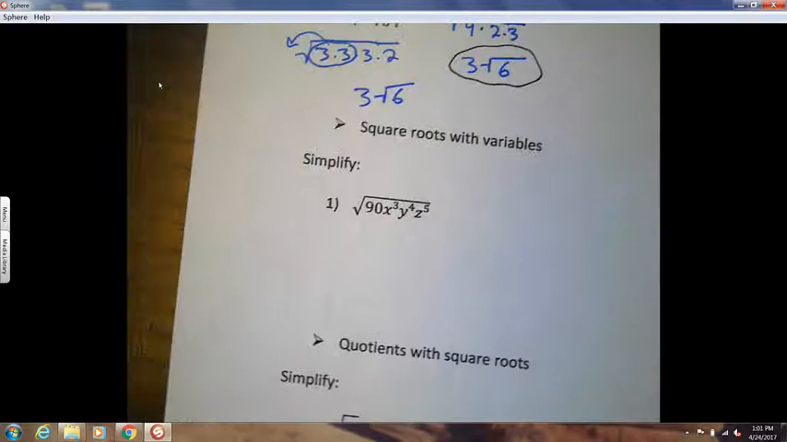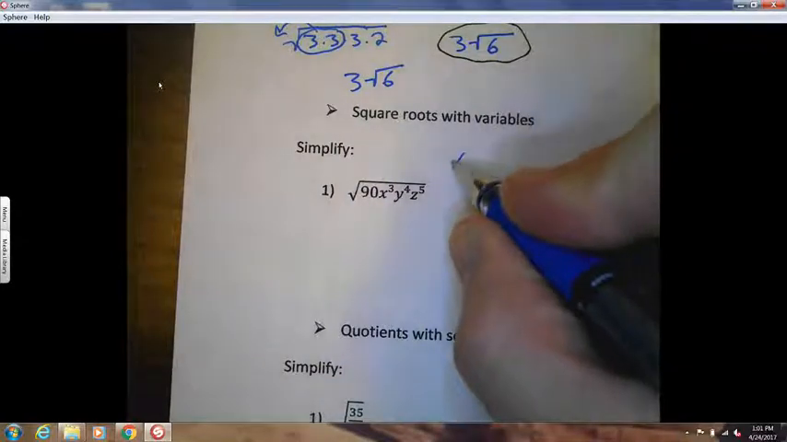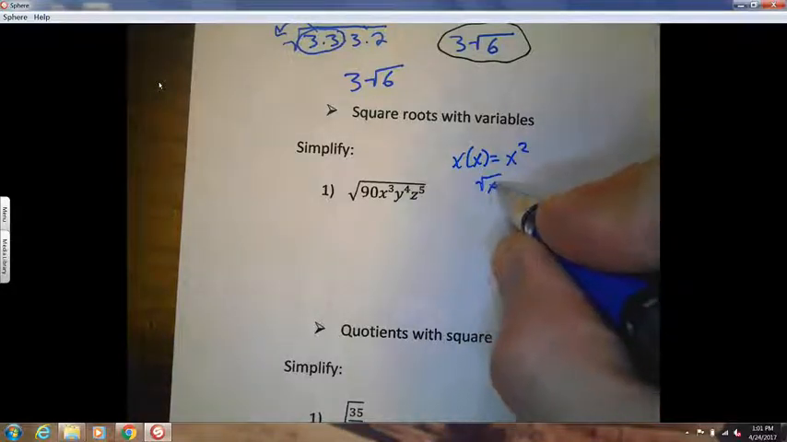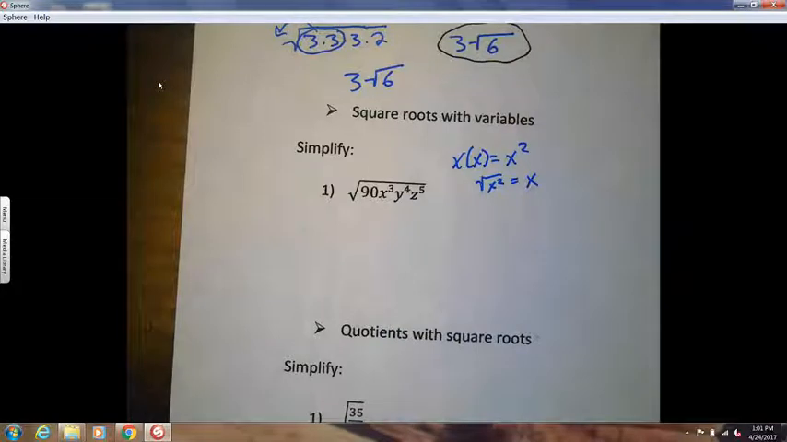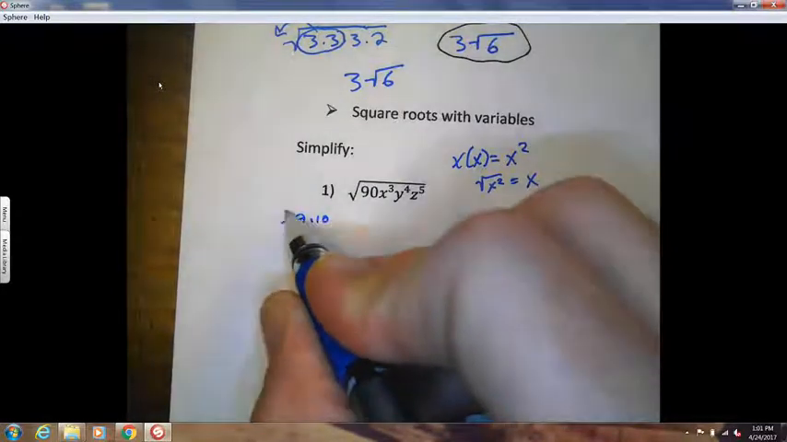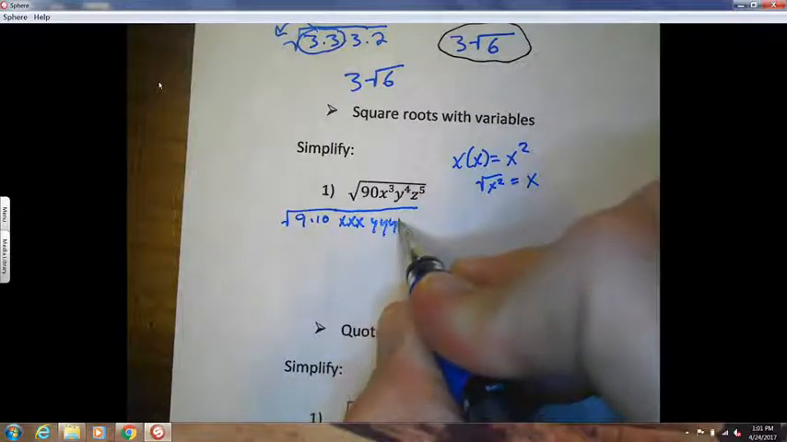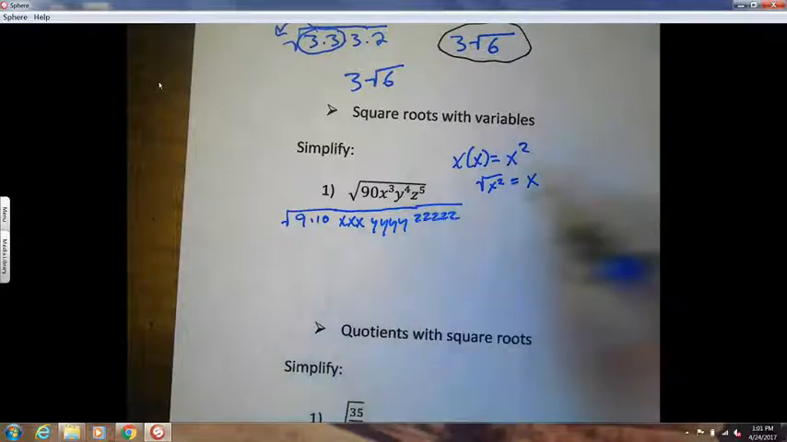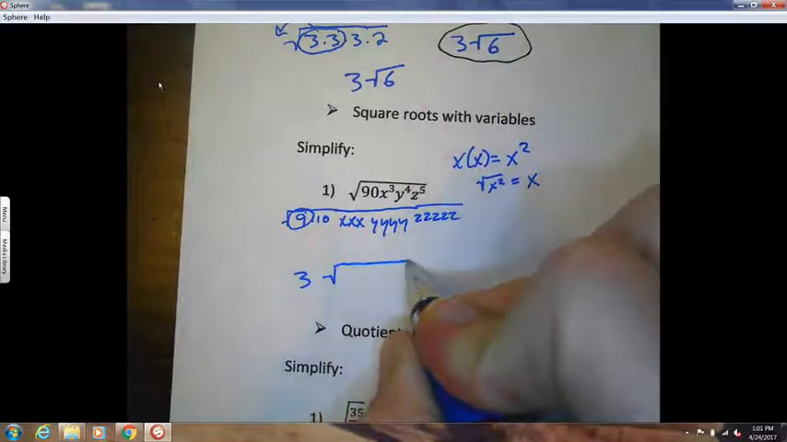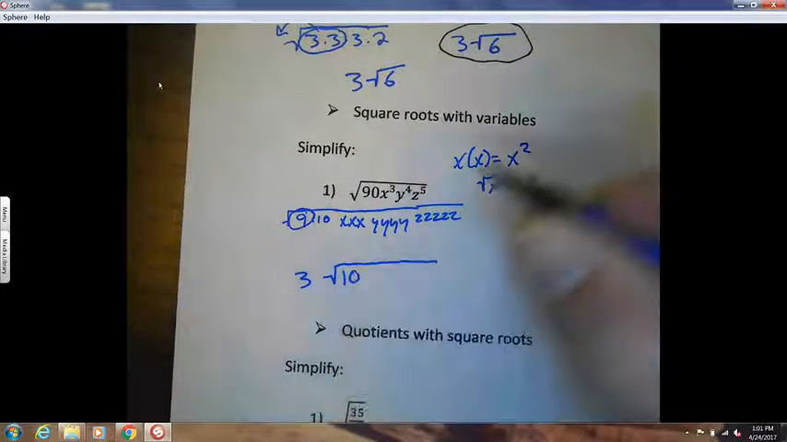Let's look at it with variables. So remember, with variables, they have x times x is equal to x squared, which means the square root of x squared is equal to x. So for 90, I have 9 times 10, x, 3 x's, so this is factored out, so I know this is 3, and the 10 is going to stay. I can break that down to 2 times 5, but that doesn't help me at all, so 10 will stay. I'm just looking for pairs.